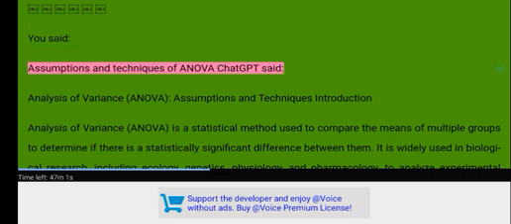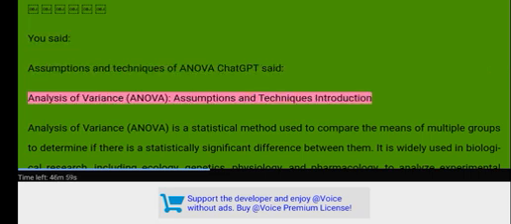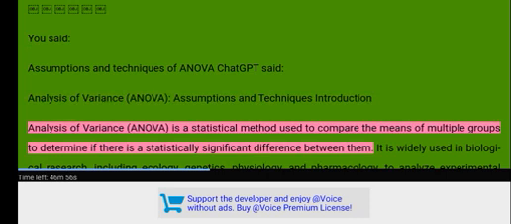You said: Assumptions and techniques of ANOVA. ChatGPT said: Analysis of variance, ANOVA. Assumptions and techniques. Introduction. Analysis of variance, ANOVA, is a statistical method used to compare the means of multiple groups to determine if there is a statistically significant difference between them.